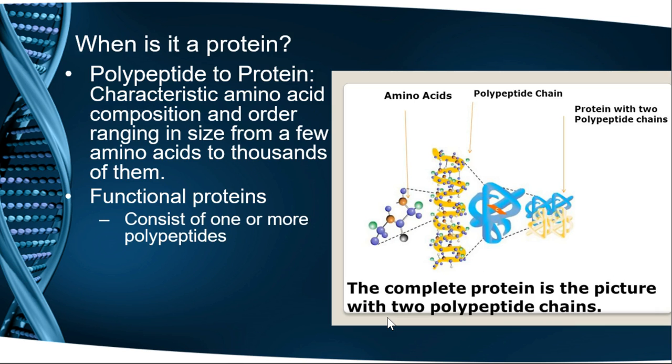Okay, now, when is that polypeptide actually a protein? So a polypeptide is just an amino acid chain, right? It ranges in size from a few amino acids to thousands of amino acids. But a functional protein has some differences, okay? First of all, a functional protein can actually be one or more polypeptides. If you think about hemoglobin, hemoglobin actually has 4 polypeptides that are required to make the hemoglobin protein.